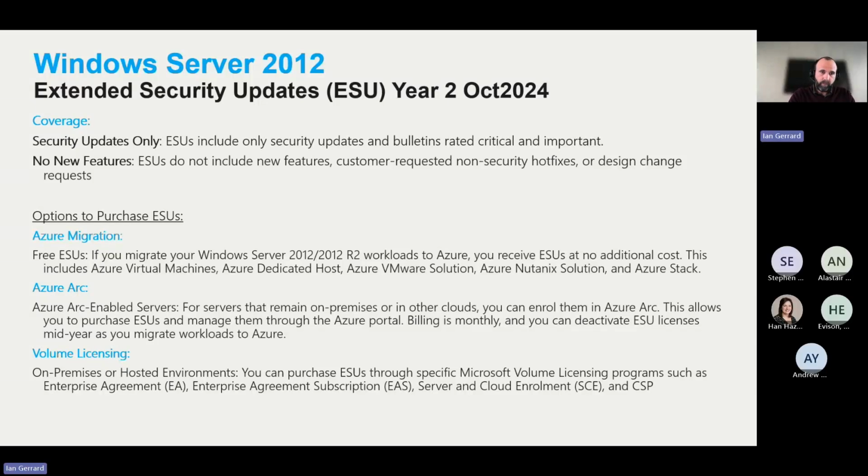Option number 2 would be to utilize Azure Arc, which is effectively for servers that remain on premise, but you can buy those extended security updates via Azure Arc. You do need to enroll your workloads within Azure for that.